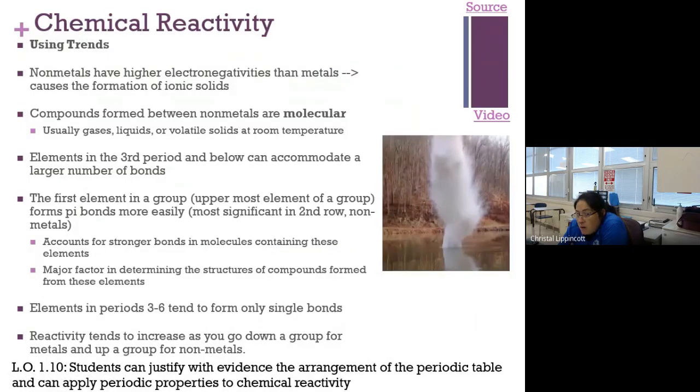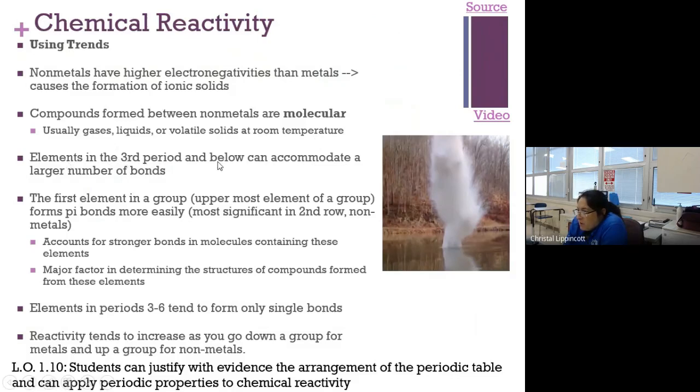Okay? Chemical reactivity then. Nonmetals have higher electronegativities than metals, which causes the formation of these ionic solids. Compounds can be formed between metals or molecular, so they form molecules, typically gases or liquids or volatile solids at room temperature.